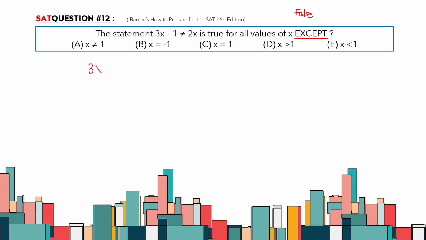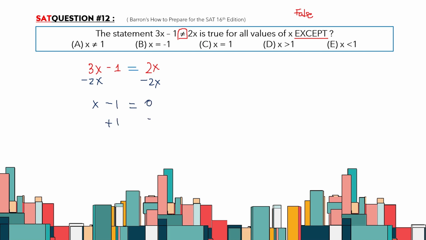So 3x minus 1 different from 2x, that's the true statement. If it equals 2x, it will be a false statement. Okay, so now we solve for it. Subtract 2x from both sides. We have x minus 1 equals 0.